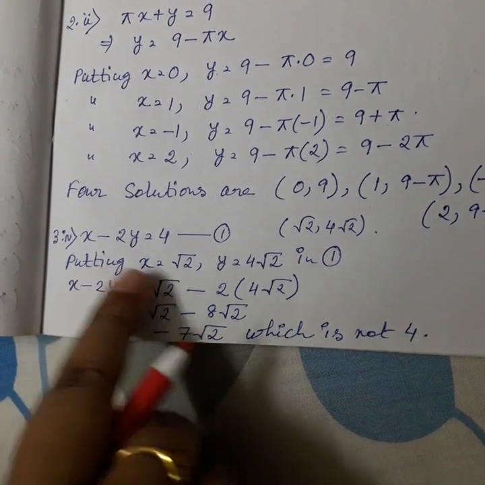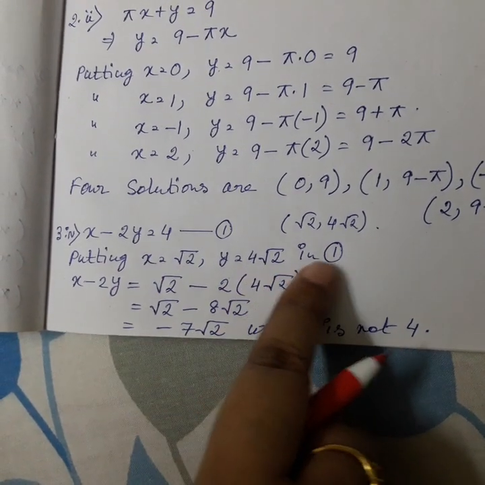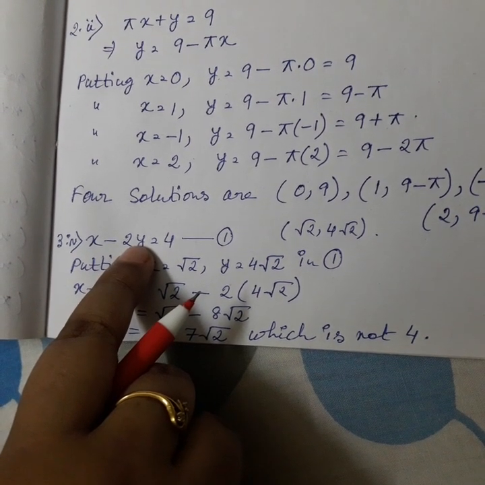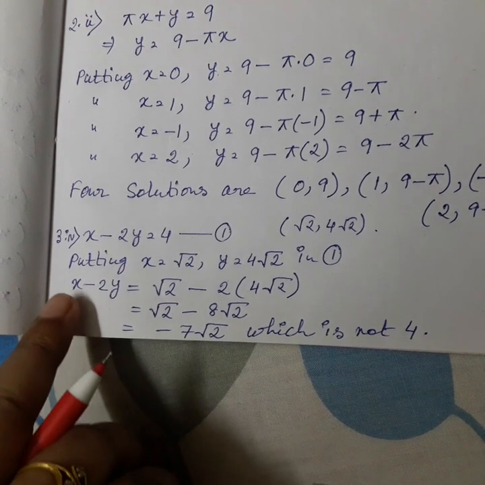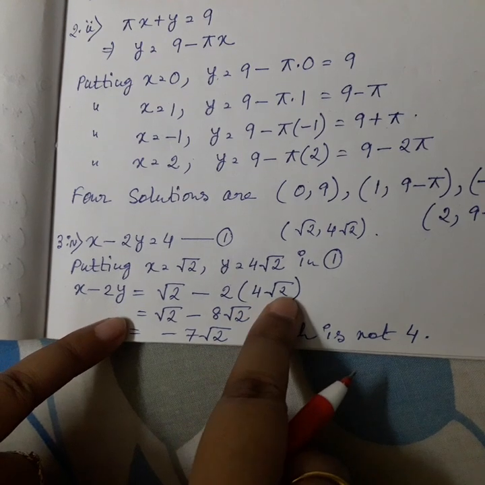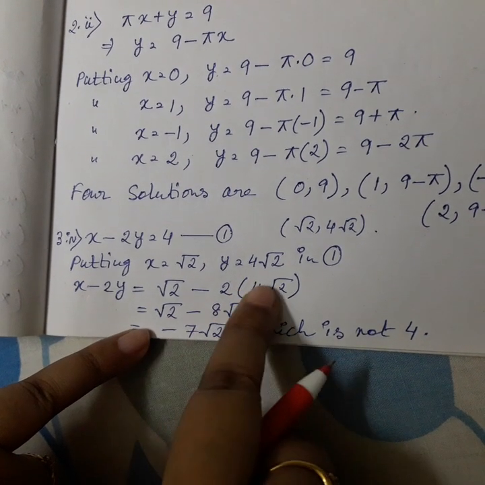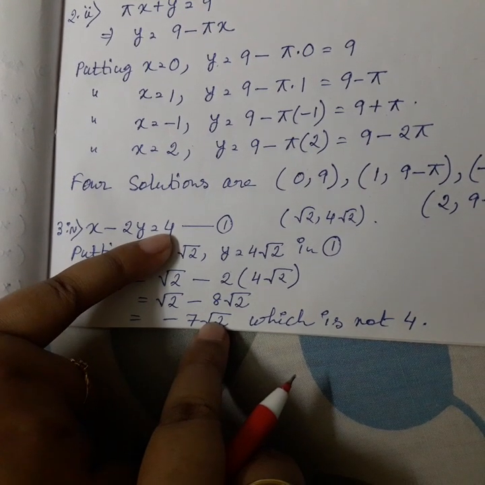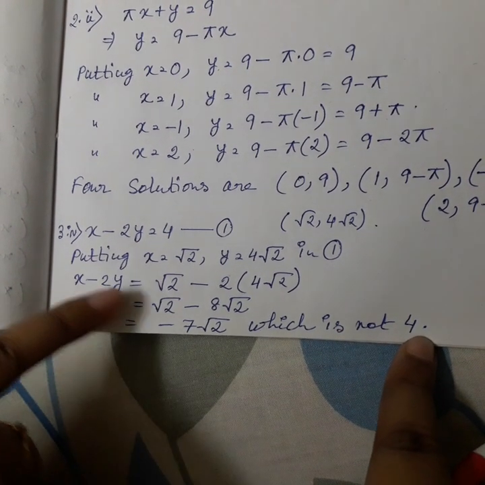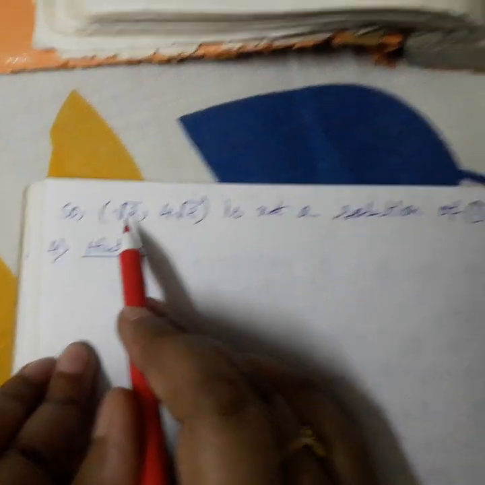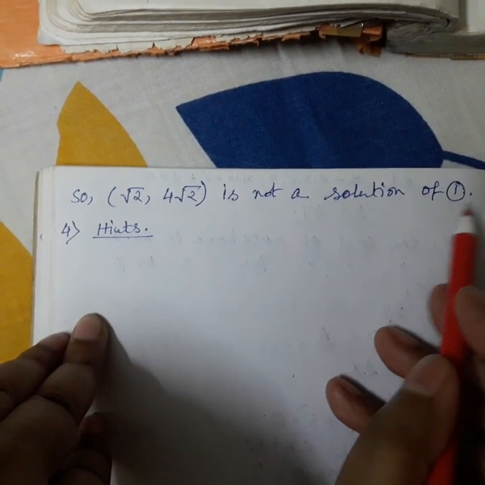So what we have to do? Putting x equal to root 2 and y equal to 4 root 2 in 1, left side we will put. And after putting that, we will match whether the right side is coming or not. So x minus 2y, x means root 2, minus 2 into y means 4 root 2. So it's coming root 2 minus 8 root 2, that is minus 7 root 2. So minus 7 root 2 is not equal to 4. Right? That means root 2 and 4 root 2 will not be the solution of the equation. So the final answer is root 2 and 4 root 2 is not the solution of 1.